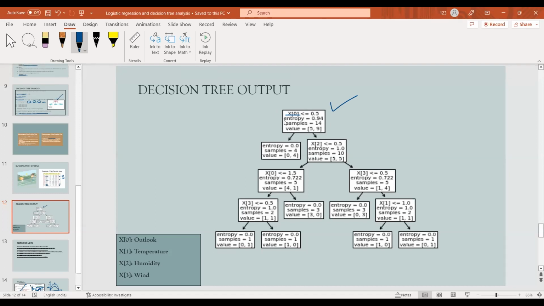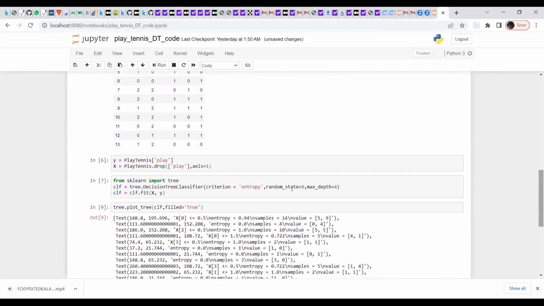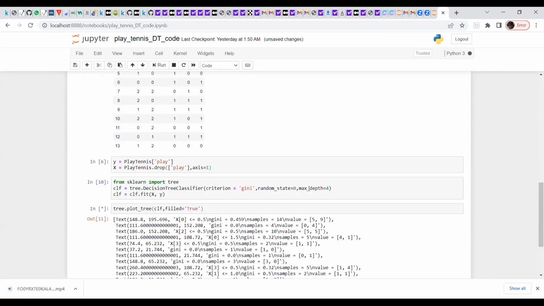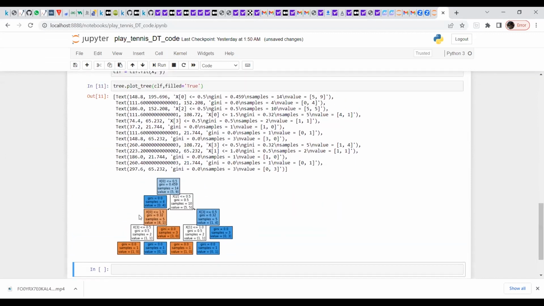After that, here entropy is depicted as 0.94, and in my model, it will take just 1 minute, I can change the criterion to Gini over here and then run the model again. So here again, instead of entropy, Gini is written.